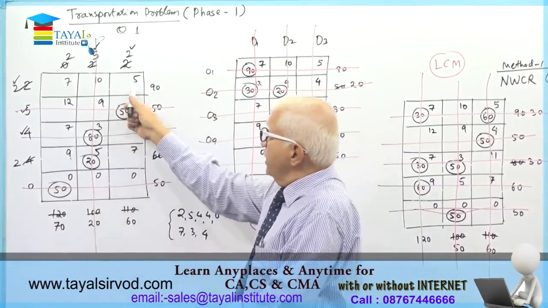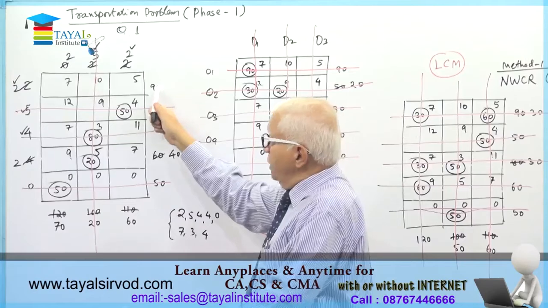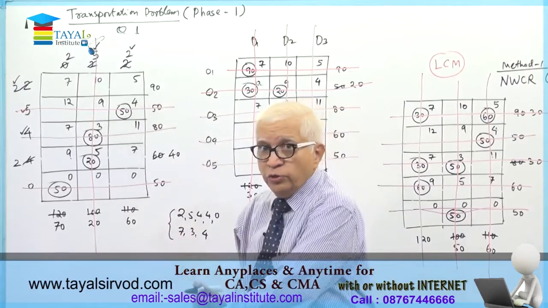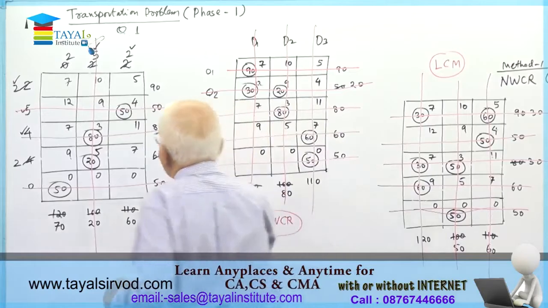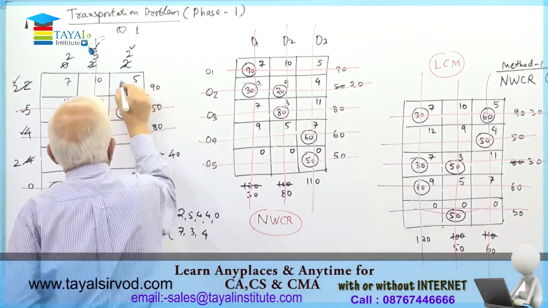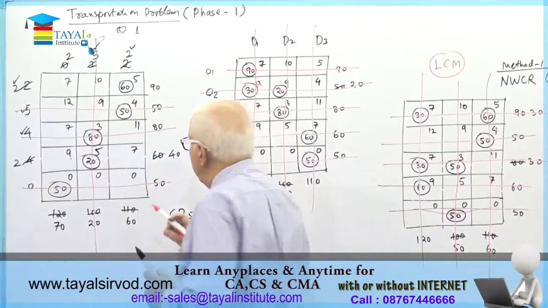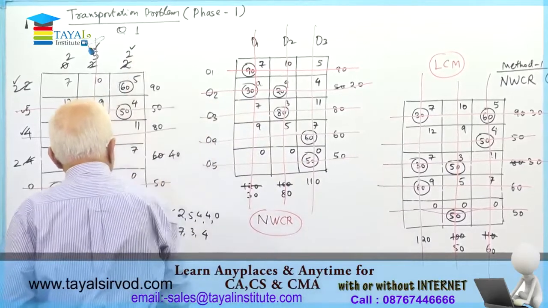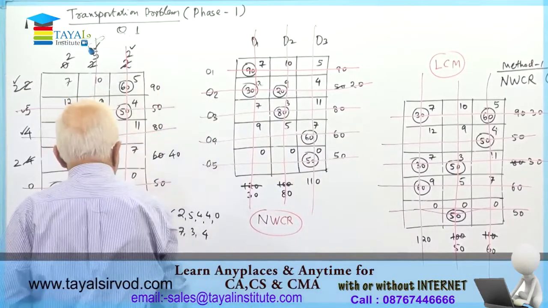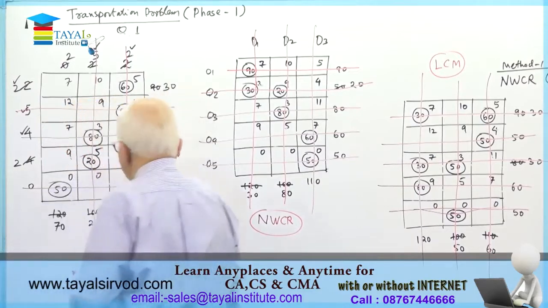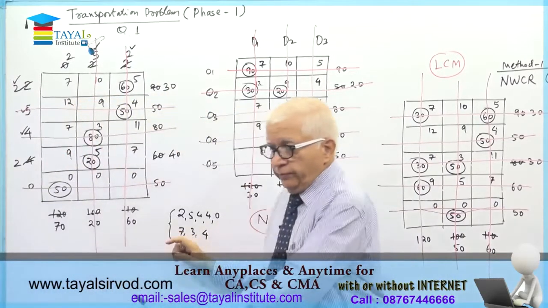What is the allocation which I can make here? Now see, availability is 90, demand is 60, lower of the 2 is 60. That means I can allocate maximum 60 units over here. And therefore the column will stand deleted. 60, 60, column will stand deleted. Out of 90, what is left is 30. Fine.